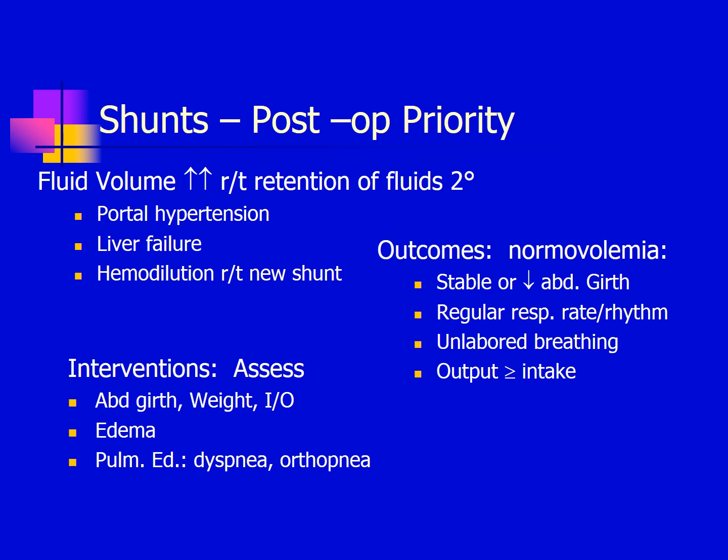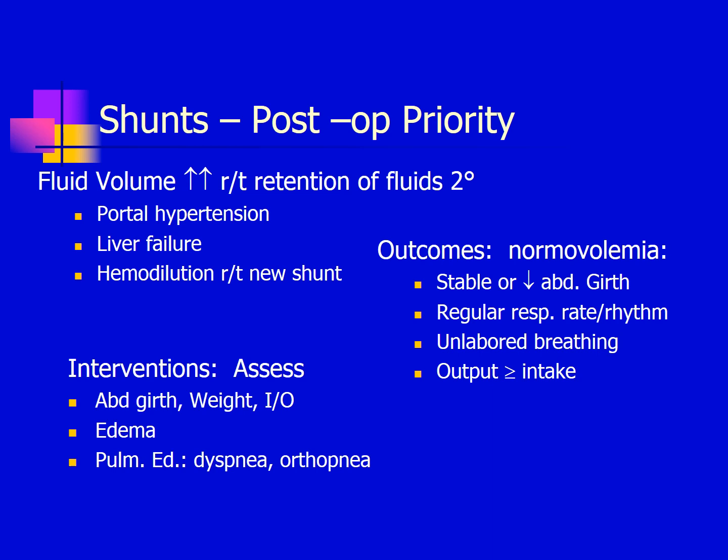Fluid volume excess is another nursing diagnosis, and that is related to the retention of fluid secondary to many things such as portal hypertension, liver failure, hemodilution. And so the outcome is to normalize the fluid, right? So we're going to stabilize or decrease abdominal girth, right? So you can measure the abdomen, right? Regular respiratory rate and rhythm with no labored breathing, and then the output will be greater than the intake.